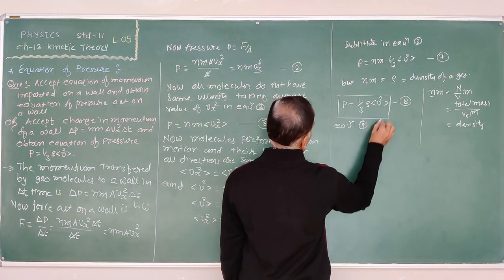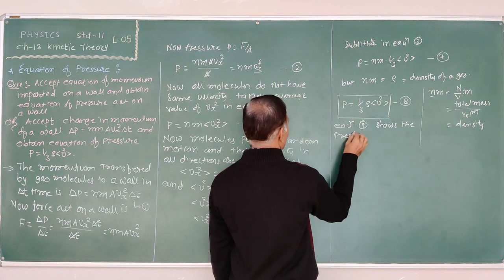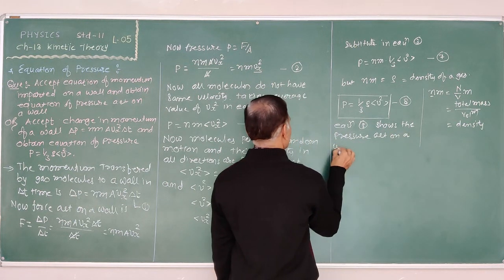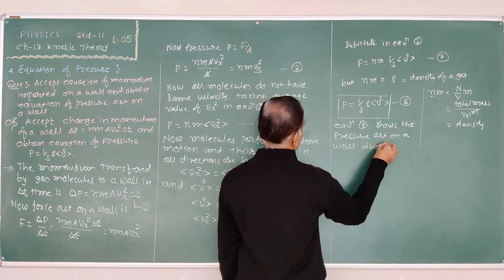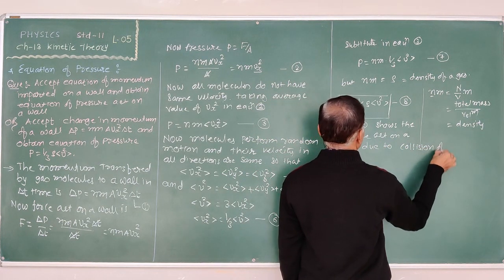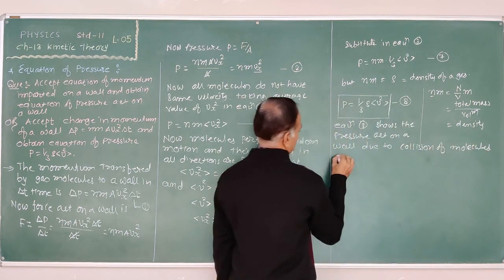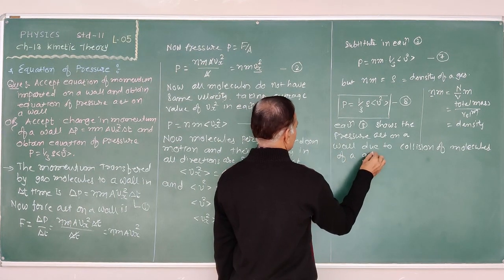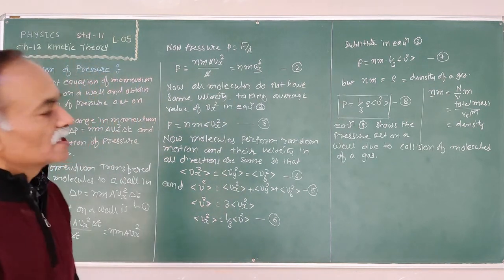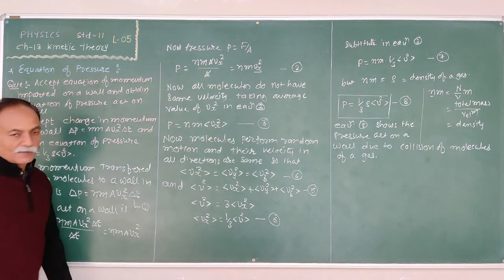Equation A shows the pressure acting on a wall due to collision of molecules of gas. So P is equal to 1/3 rho average V square. So it is a very easy equation, and frequently this question is asked as a 2 marks question.